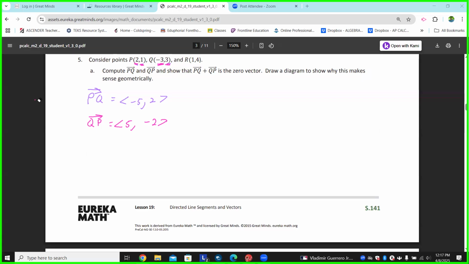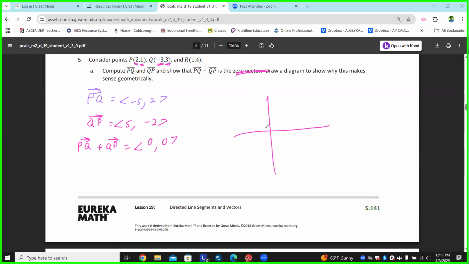All right, now that I found PQ and QP, it wants me to add PQ and QP. Remember, to add vectors, we just add their corresponding values. So what's -5 plus 5? 0. And what's 2 plus -2? 0. So did we just show that it was the 0 vector? All right, let's explain why.